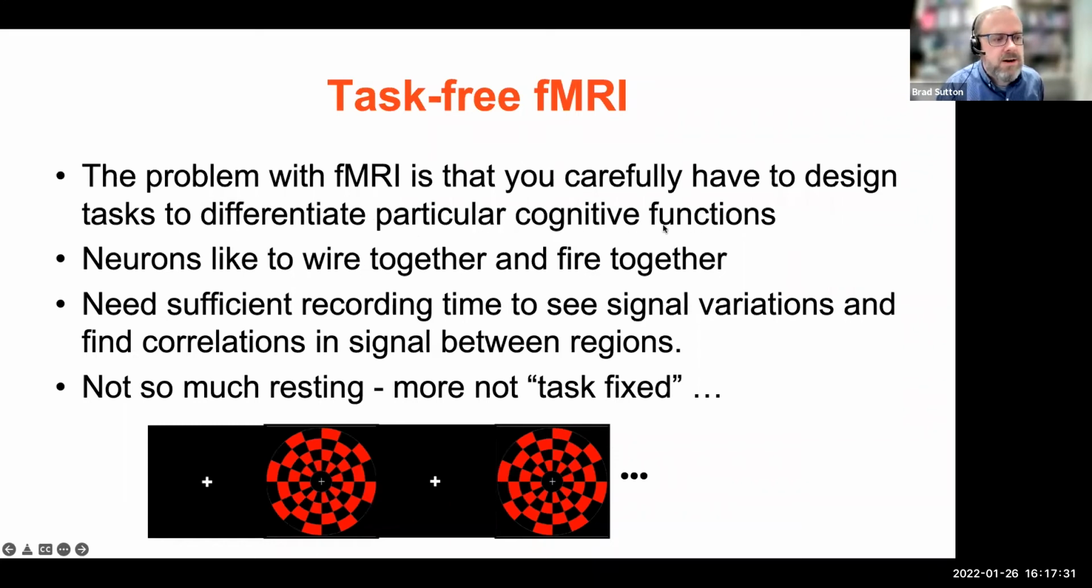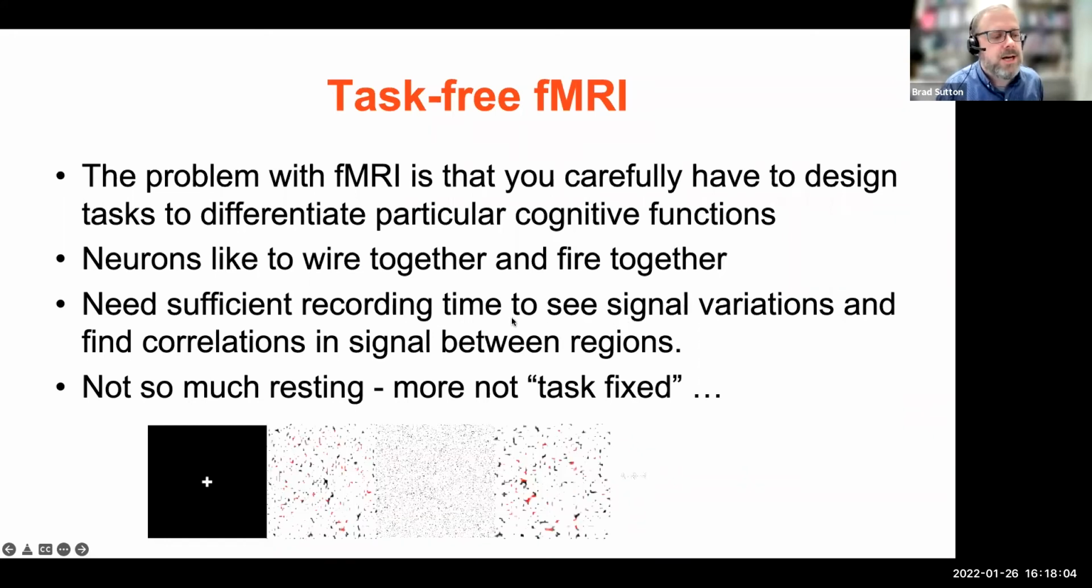So it'd be better if we could see lots of different functions all at the same time. And this is what's led to resting state connectivity domains, where we can kind of see which neurons are wired together and firing together, and how they're communicating with each other. And we can see networks in the brain. So things that are performing like functions, even though we haven't given you a task, we can look to see things that are communicating with each other and forming like functions. But what we have to do is record for a long time to see those signal variations, and we can then see what's correlating with each other, okay?